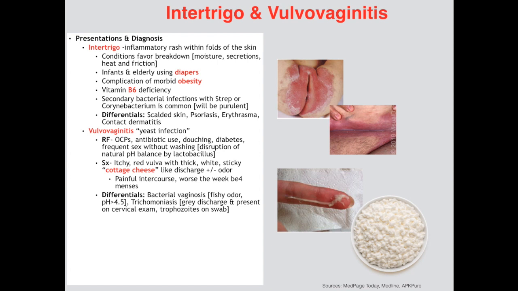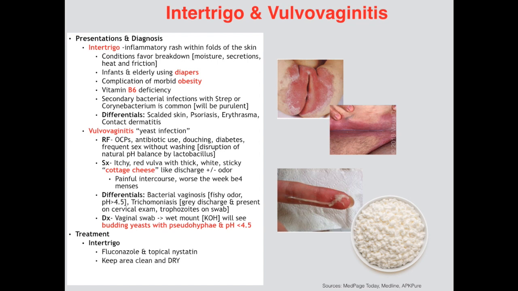Now I have the list of differentials there, which will be covered later on in my parasite lectures and bacteria lectures. However, in general, you can narrow this down by the odor and the color of the discharge. Diagnosis would be on vaginal swab with a KOH wet prep, where you will of course see budding yeast with pseudohyphae, and the pH on the dipstick will be less than 4.5. Treatment options for intertrigo include oral fluconazole and topical nystatin, as well as keeping the area clean and dry. Similarly, for a yeast infection, we can use oral fluconazole and avoid the risk factors.